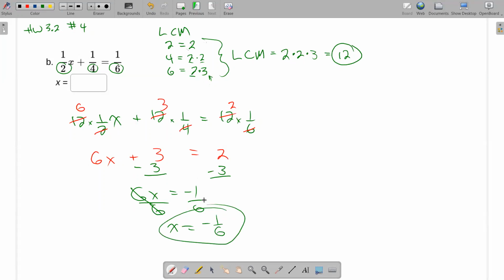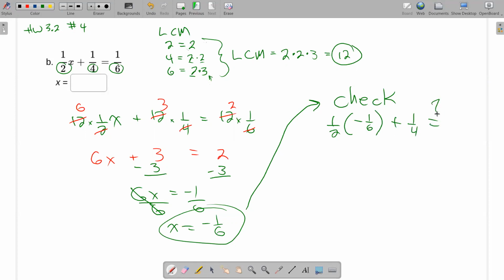Now, anytime you solve an equation, it's an educated guess. You should always check by plugging into the original equation. So my check would be to write down the original, 1/2. Instead of an x, I'm going to plug in -1/6. Copy down the rest of it. And that is supposed to, question mark, equal 1/6. Okay, cleaning this up a little bit. And you could just plug this into your calculator if you want to check it. That works.